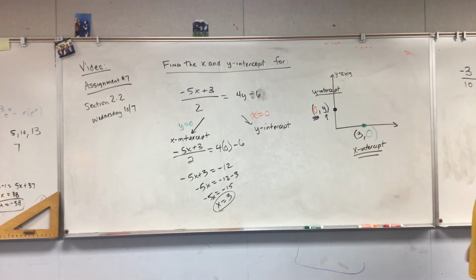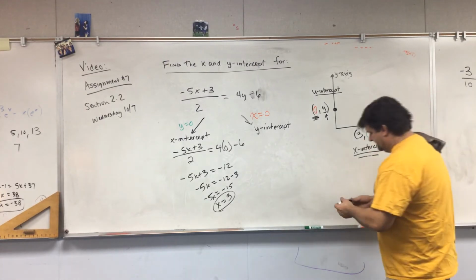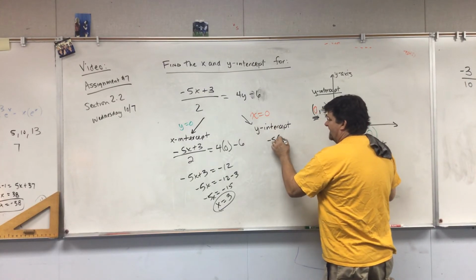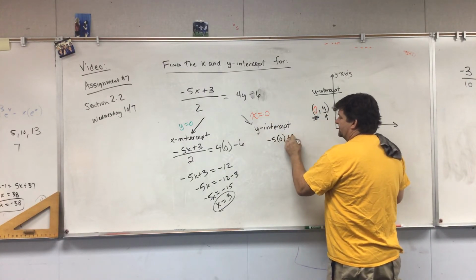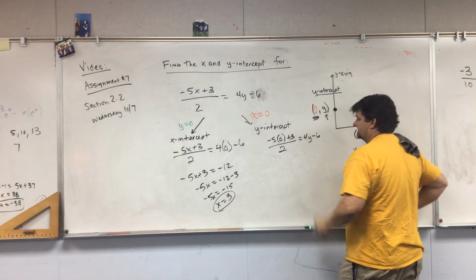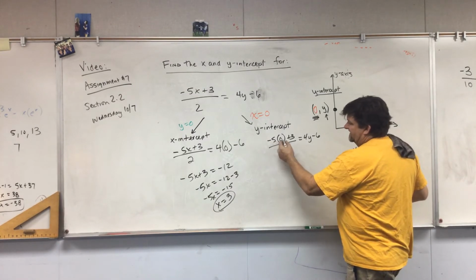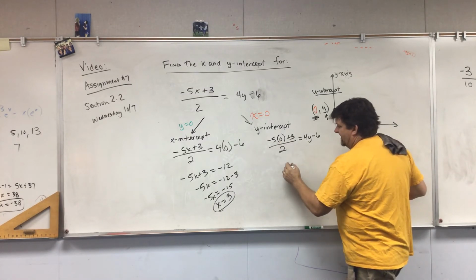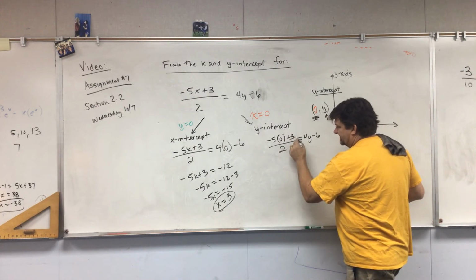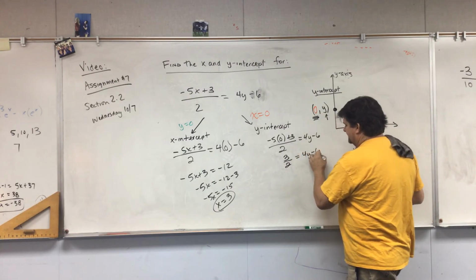Okay? All right, so that's what I found, my value that goes with my x-intercept. So now let's look at our y-intercept. Negative 5 times 0 plus 3 over 2 equals 4y minus 6. So I look at this and go, okay, well, we've got 0 here. So we've got 0, which is plus 3, so it's 3 over 2 equals 4y minus 6.